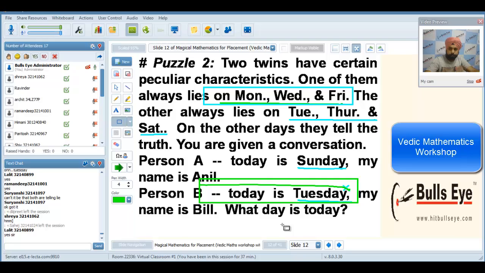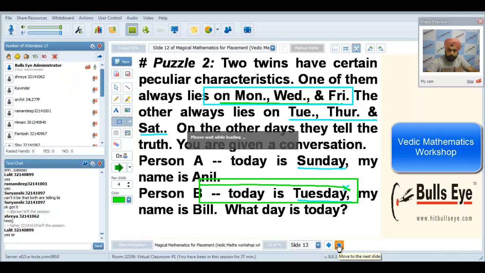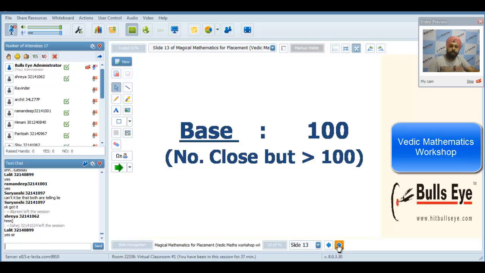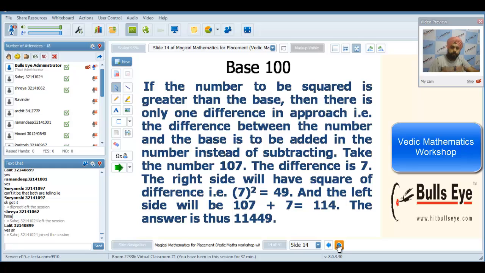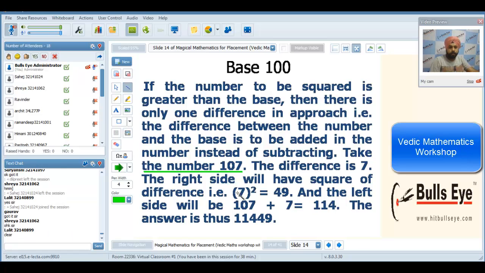Okay, moving on. How do we square a number which is close to 100 but greater than that? Just look over here, students. Here we are squaring the number 107. Read it here and try to get that. So that's good, Lalit, Gaurav. Students, should I take it you all have got it?